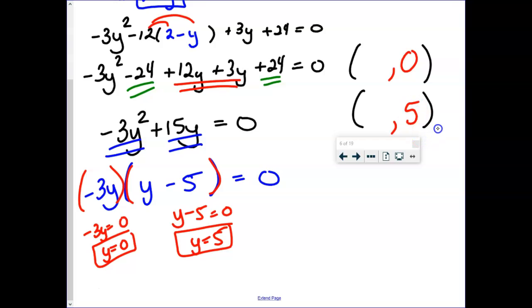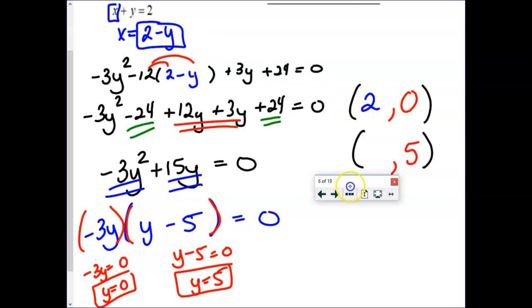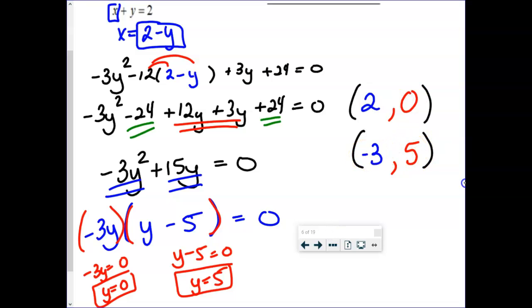Now to go find their corresponding x's, well, that's actually very easy because we substituted. Remember, you have a recipe for x right here. It says take 2 and subtract y. So 2 minus 0 would be 2, and 2 minus 5 would be negative 3. So there are your two solutions, and you need to show me both.